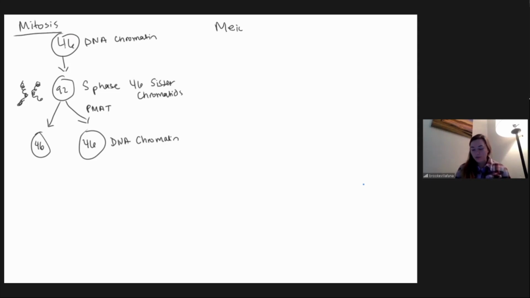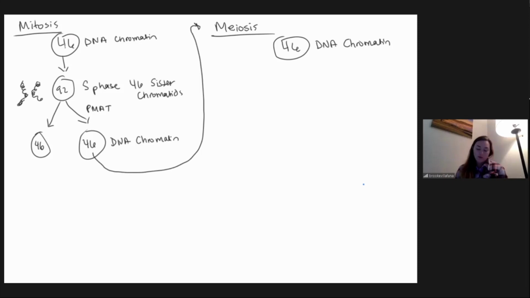When we go through meiosis, it looks similar in the beginning, but then it gets different as we go through it. So in the beginning, we have 46 DNA chromatin, just like in mitosis, because really mitosis ends in one of these cells, and then that one of those cells ends up going over and becoming a sex cell. So this happens basically when a baby is forming, some of the mitotic cells specialize and then go over into meiosis, if that makes sense.